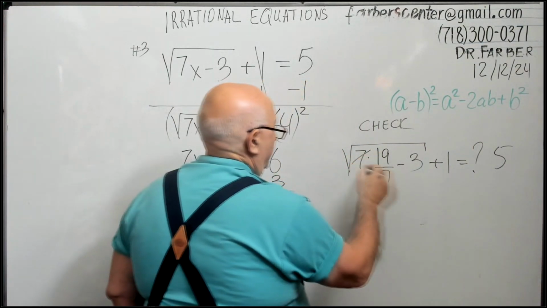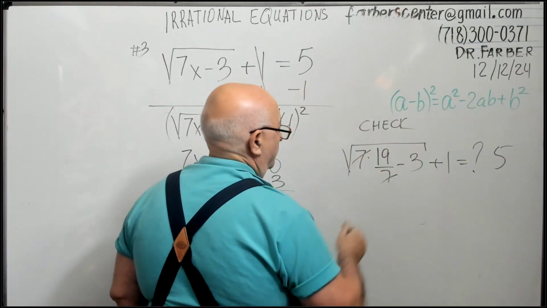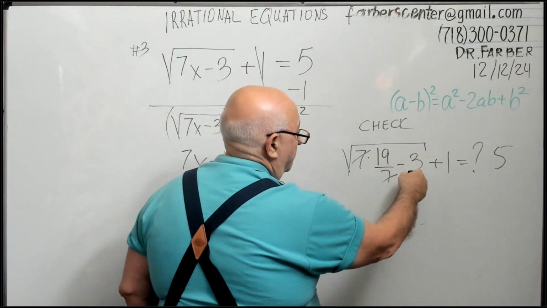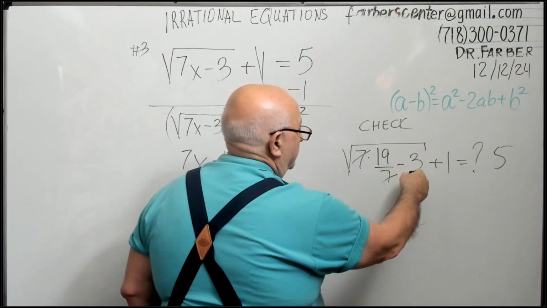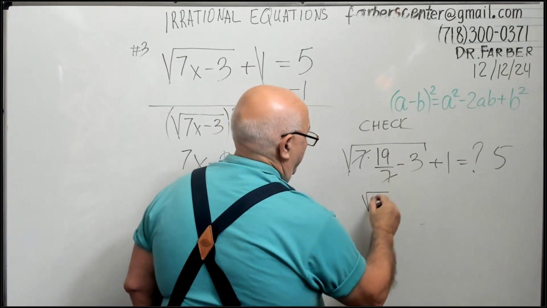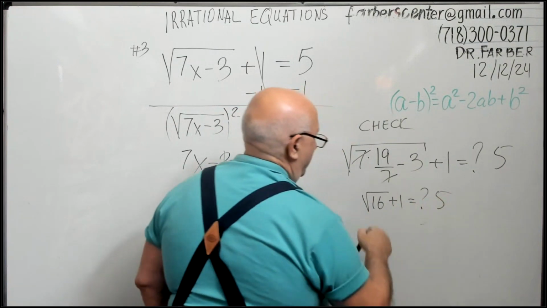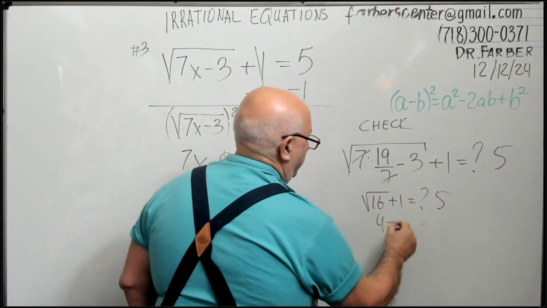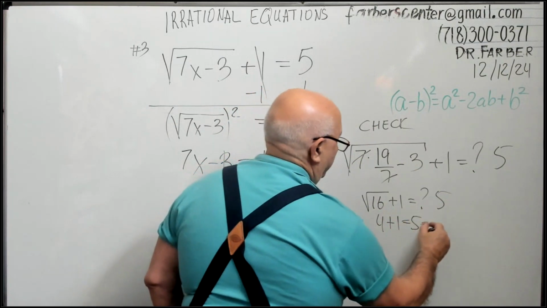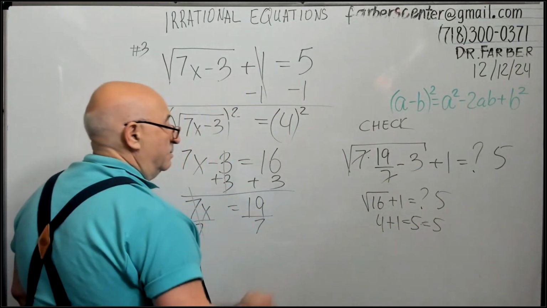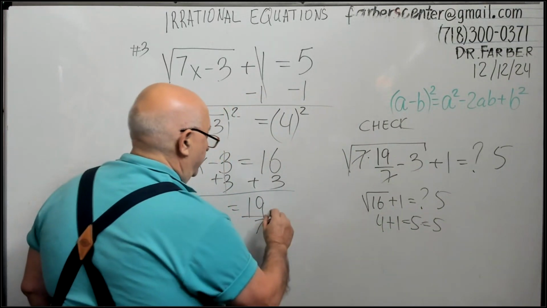Look at this. 7 and 7 cancel out. 19 minus 3 is 16. Square root of 16, let me write this over there. It is the same, 16 plus 1. Is it equal to 5? Square root of 16 is 4 plus 1, which is 5, and this equals 5. Yes. Left part equals right part. Bingo. This is the answer.